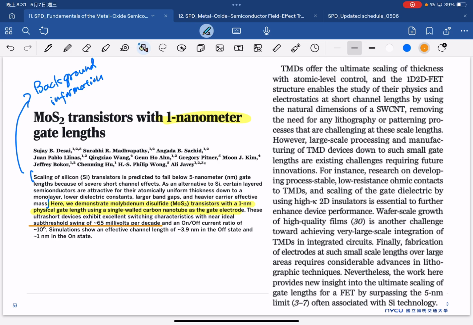So this is a paper to demonstrate a transistor with 1 nanometer channel length.